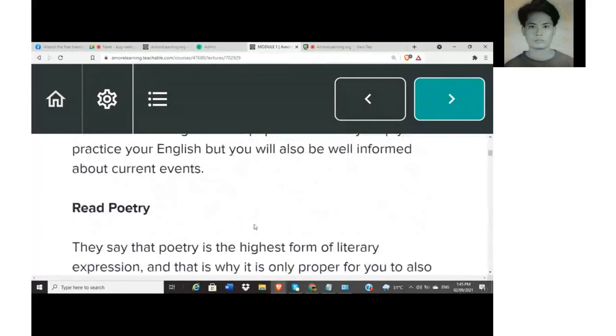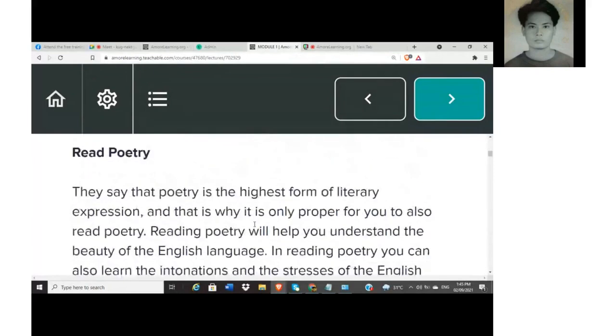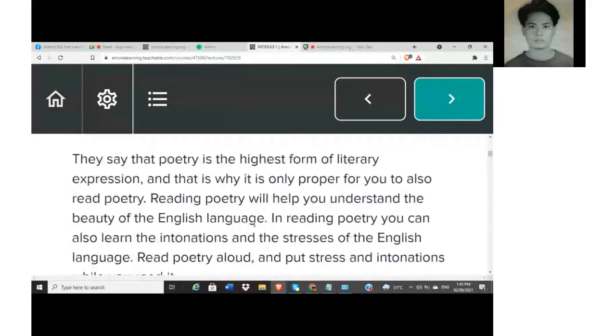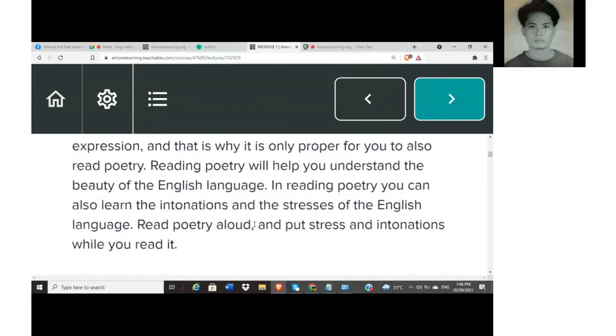Okay? Read poetry. Why poetry? They say that poetry is the highest form of literary expression. And that is why it's only proper for you to also read poetry. Some people might not like the idea, but what the heck? Just try reading poetry. It might help you. Reading poetry will help you understand the beauty of the English language. In reading poetry, you can also learn the intonation. So that's why we're trying to let you read poetry, and the stresses of the English language.